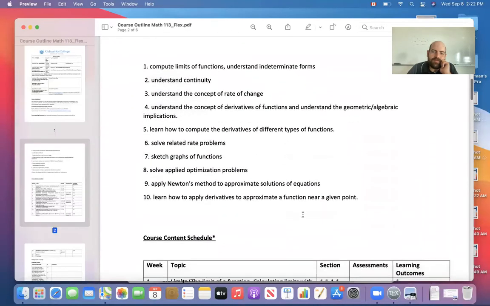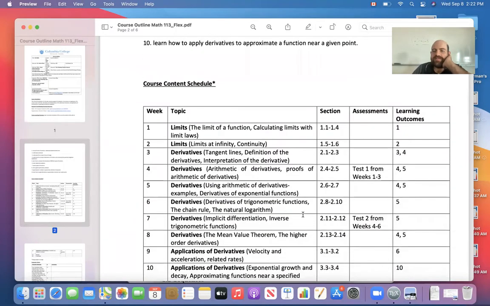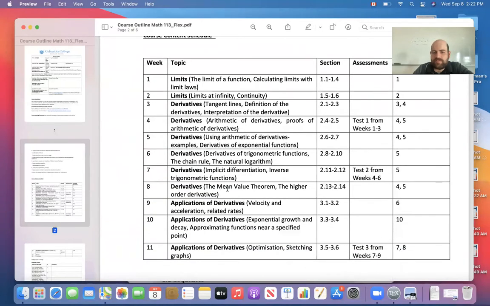And then if you want to look at the course schedule or the contents, like I said, we will spend a few weeks on limits, the concept of the limit of a function and how to compute it. And then we'll look at derivatives for a few weeks. When I say we look at derivatives, first we need to know what the derivative is, how it is defined, and how it can be computed, and also the properties of derivatives, such as the mean value theorem and other important theorems.